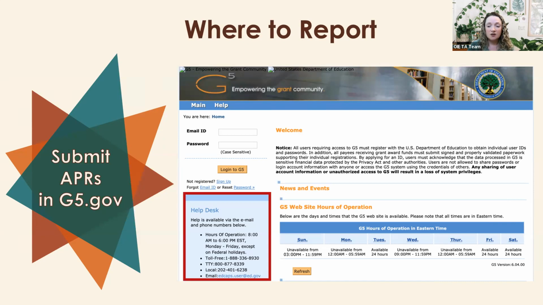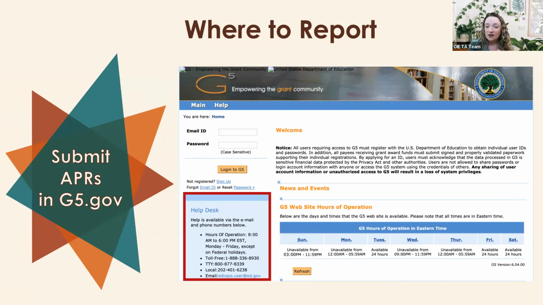Now you'll notice on the screen that we've highlighted the area with the help desk information. If you have any trouble with the actual G5 system, if it's not accepting your submission, if you're having trouble with your login, if it's locked you out of something, those are things that the G5 help desk can help you with. We at the TA team or your program officer honestly really aren't able to because we can't access that portion of G5. So that's why you need to contact the help desk.